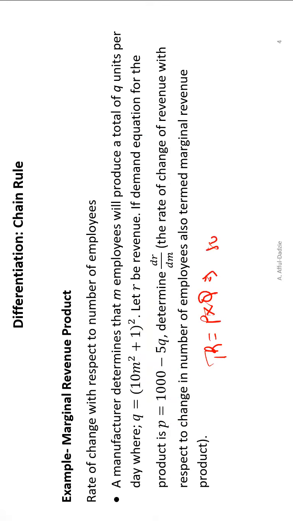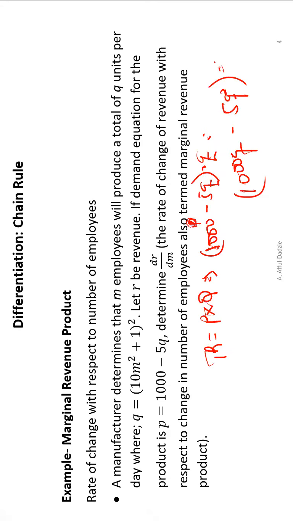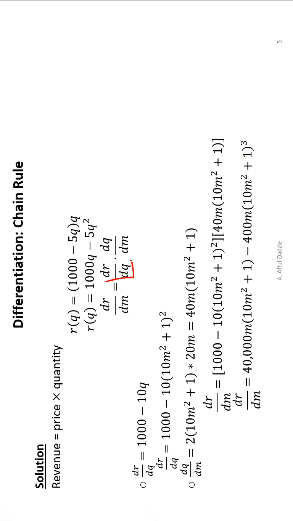Okay, so if you have 1,000 minus 5Q, this represents the P component or the P element in the total revenue function. So we multiply this by Q and we have a full total revenue function, which is 1,000Q minus 5Q squared. So this becomes our total revenue function. So with this, we can do dR/dQ, okay, which is here. We can have dR/dQ here.